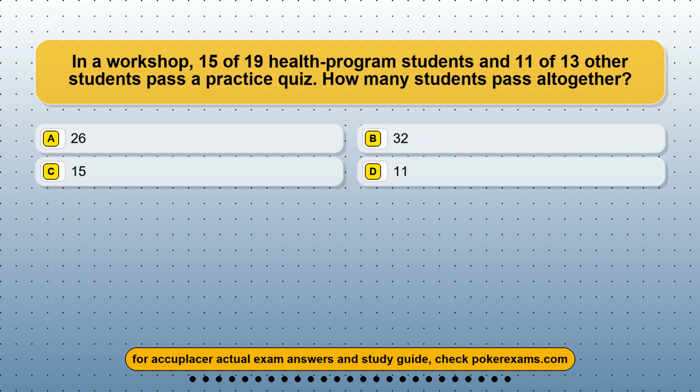Question 21. In a workshop, 15 of 19 health-program students and 11 of 13 other students pass a practice quiz. How many students pass altogether? Option A, 26. Option B, 32. Option C, 15. Option D, 11.